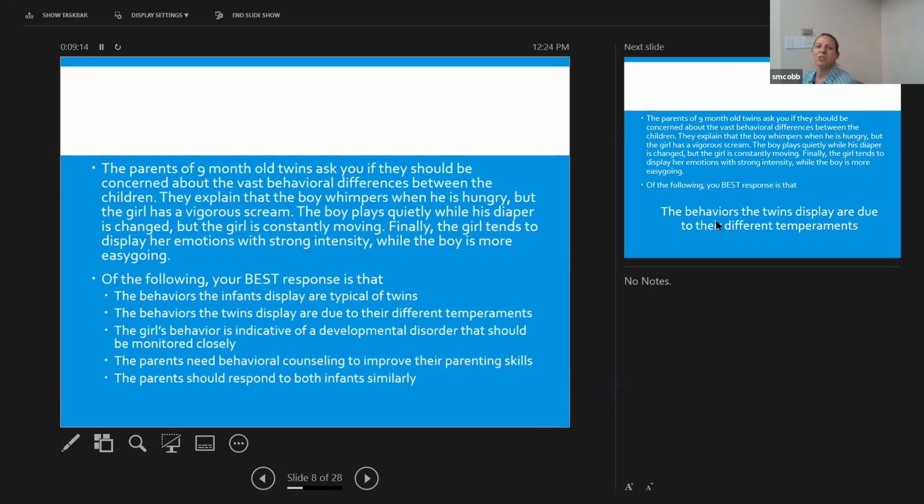So you've got 9-month-old twins. They're very behaviorally different. The boy whimpers when he's hungry and the girl screams. The boy plays quietly during diaper changes and his sister is moving all the time. She tends to show her emotions with strong intensity and the boy's really easygoing. Which of the following is the best response? Temperaments, excellent. So what do you guys know about temperament?